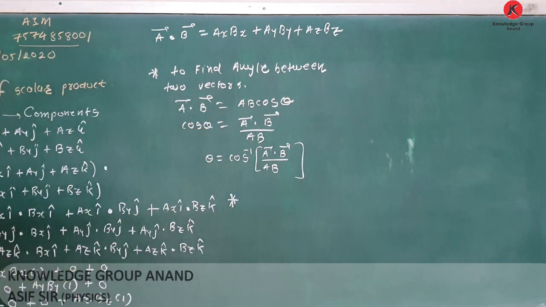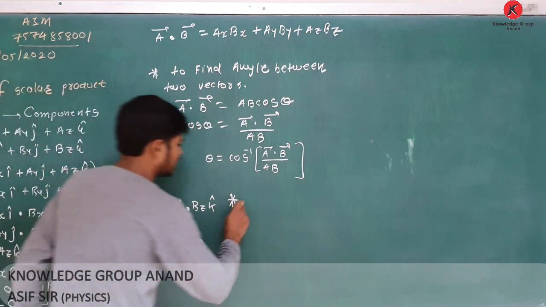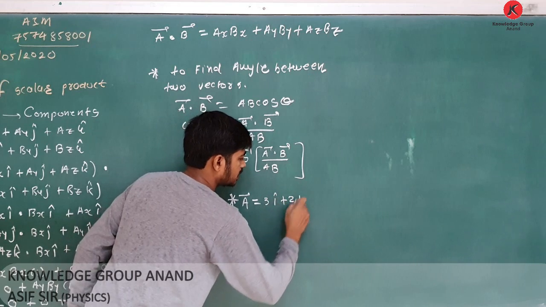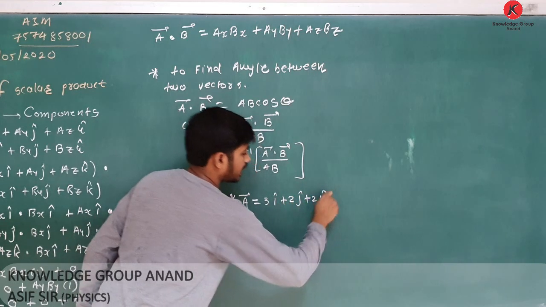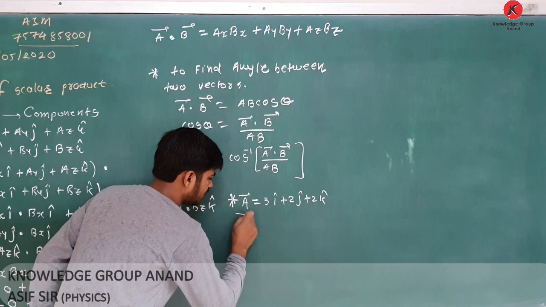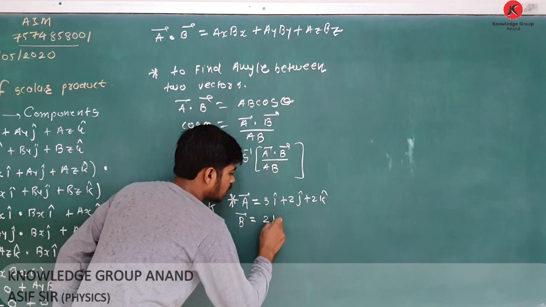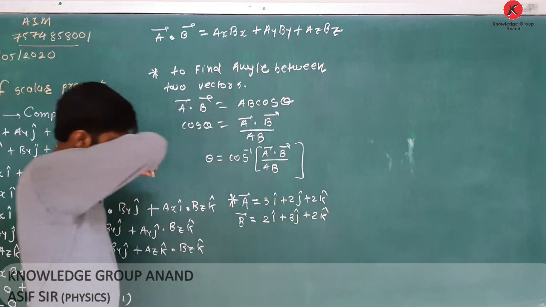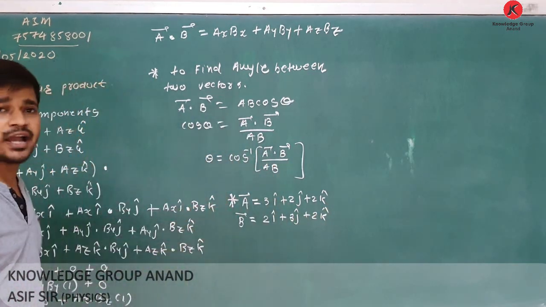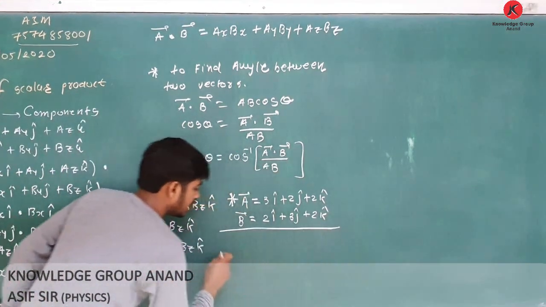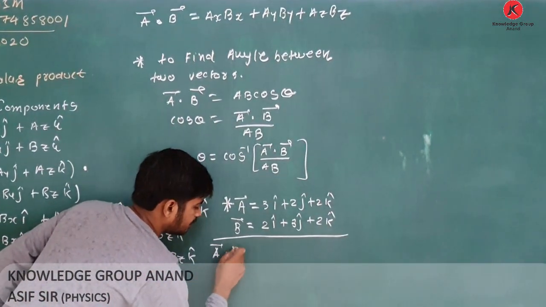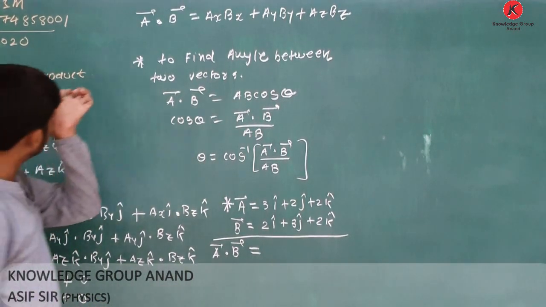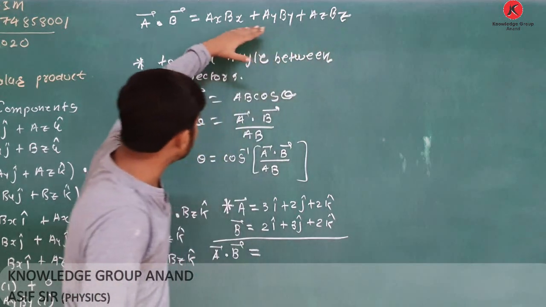Okay, this is the scalar product. Suppose vector A is equal to 3i caret plus 2j caret plus 2k caret, and vector B is equal to 2i caret plus 3j caret plus 2k caret. Clear about this? Then how do we find its scalar product? A dot B. Hello students, this is theory. What is the conclusion of this theory? This equation. Yes, we have to use this.